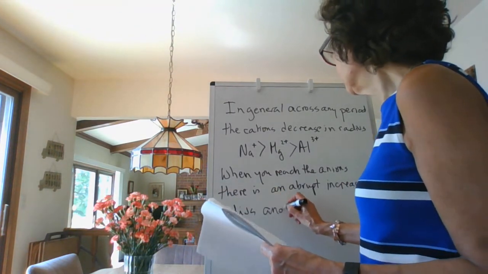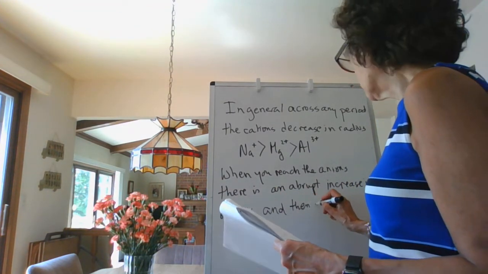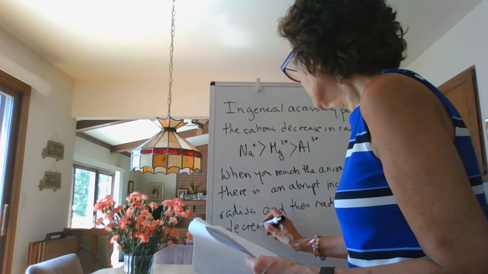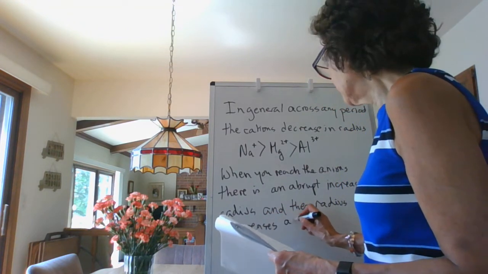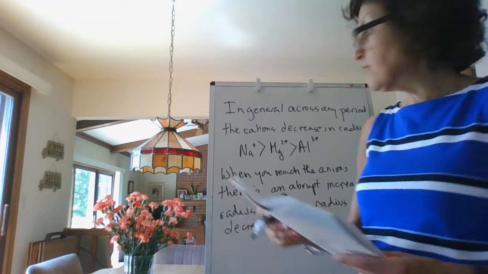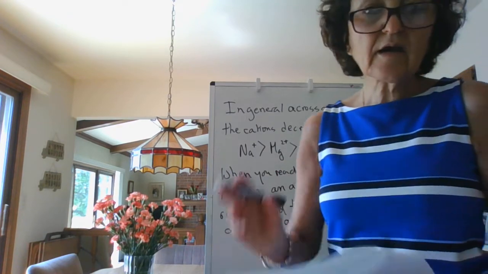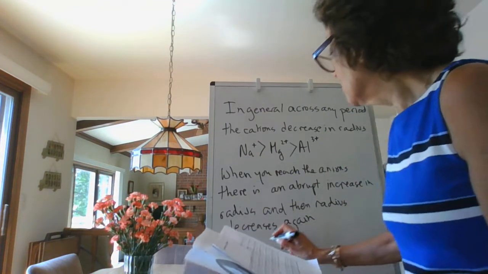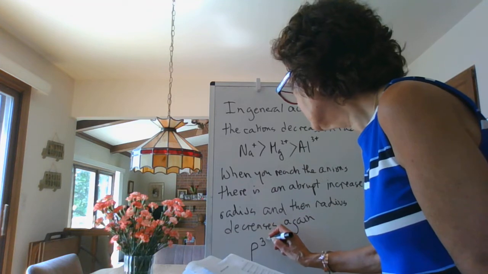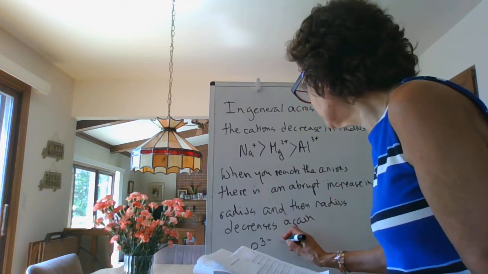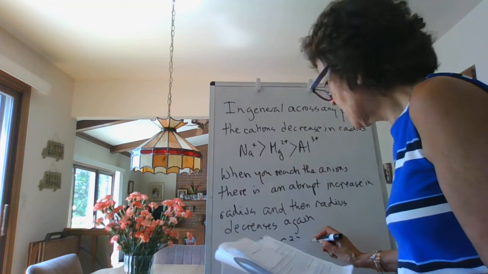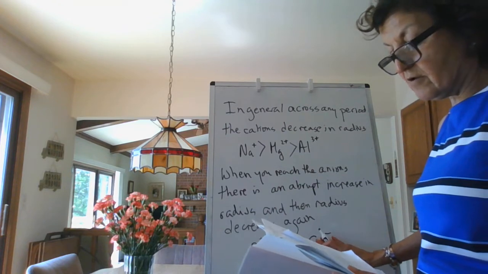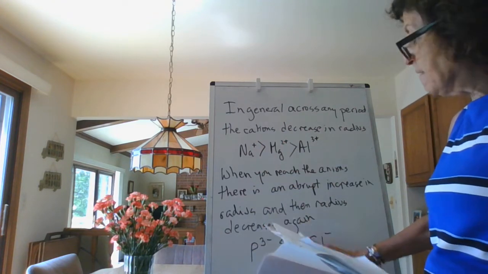and then the radius decreases again. Meaning, if you're looking at the anions of period 3, so the phosphide and the sulfide and the chloride, okay, so these 6 are all in the same period. They're all in period 3.